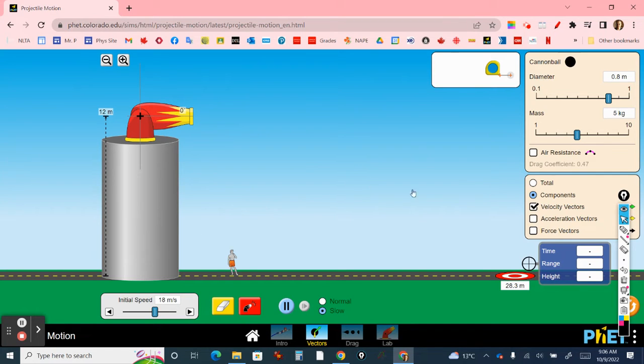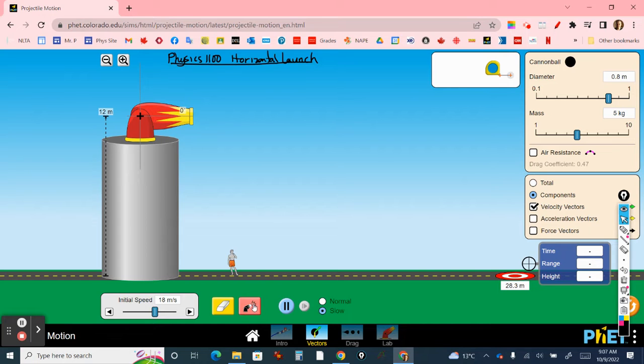We're going to look at projectile motion for a horizontal launch. So this is the horizontal launch of a projectile. I have a situation here where my initial velocity is 18 meters per second, but it is all horizontal. There is no vertical component to the velocity whatsoever. I'm going to show you what the trajectory is going to look like.